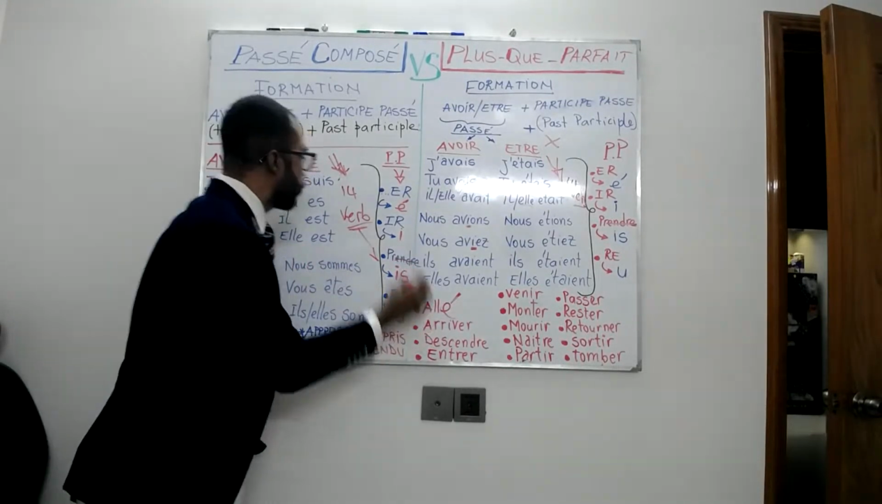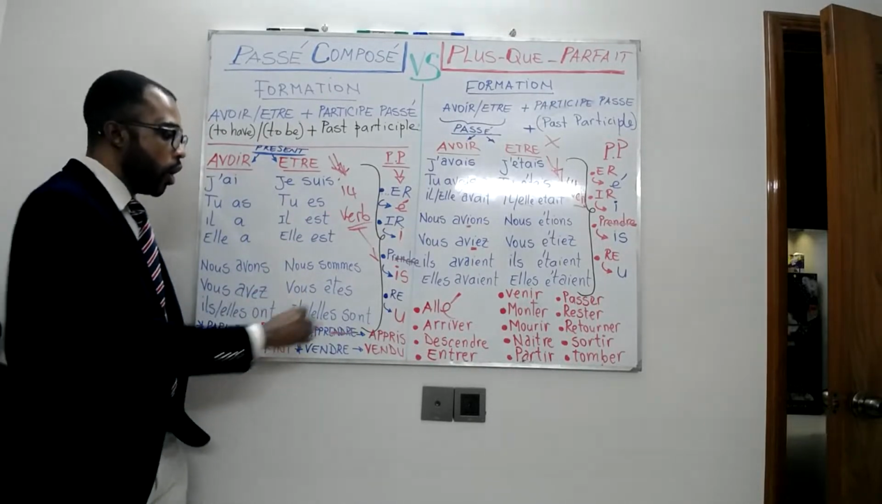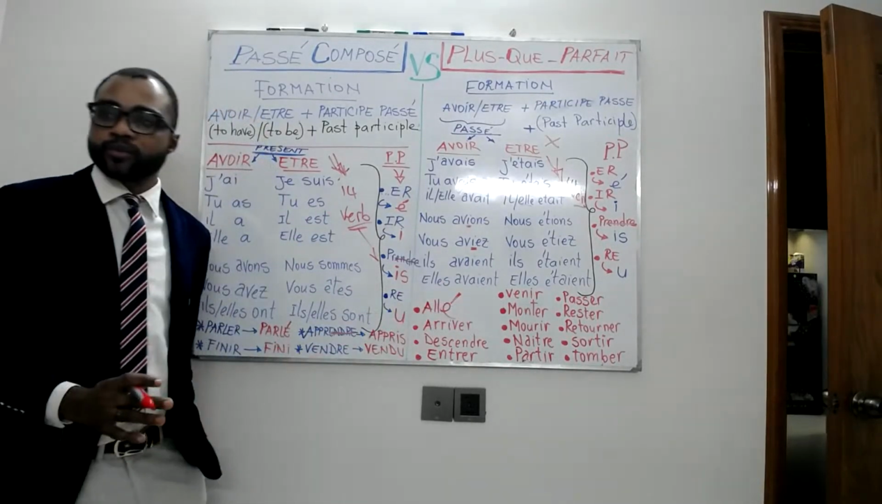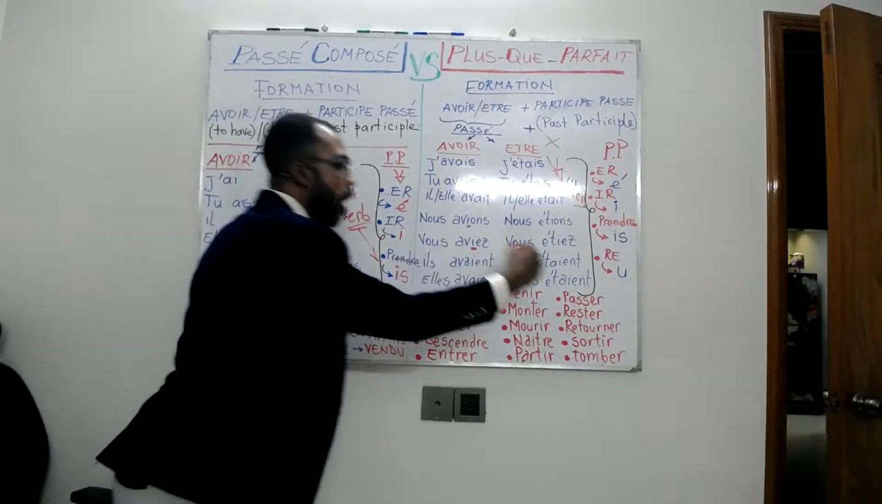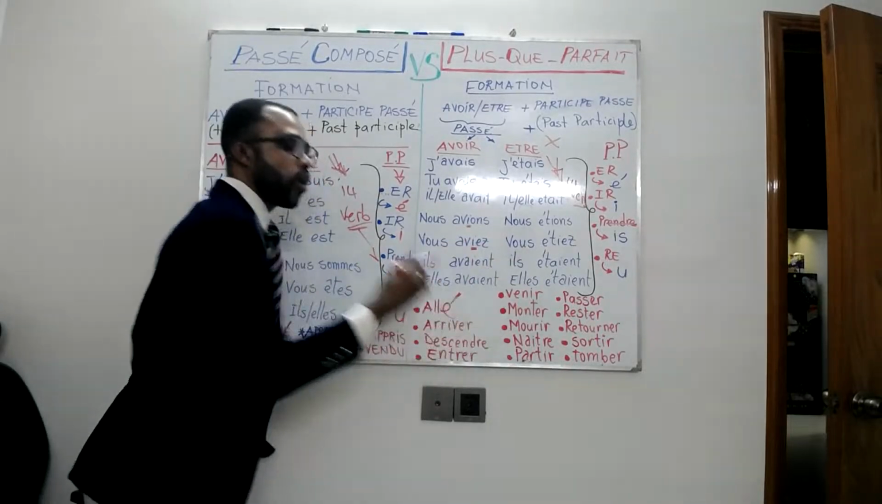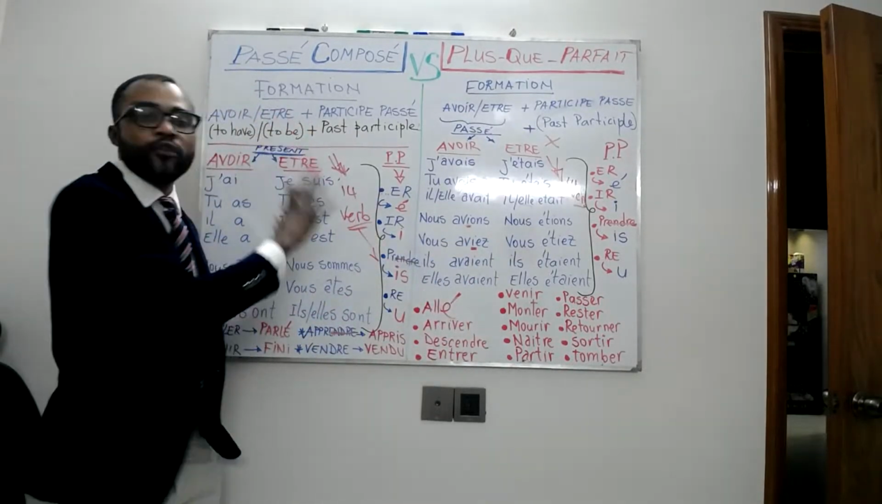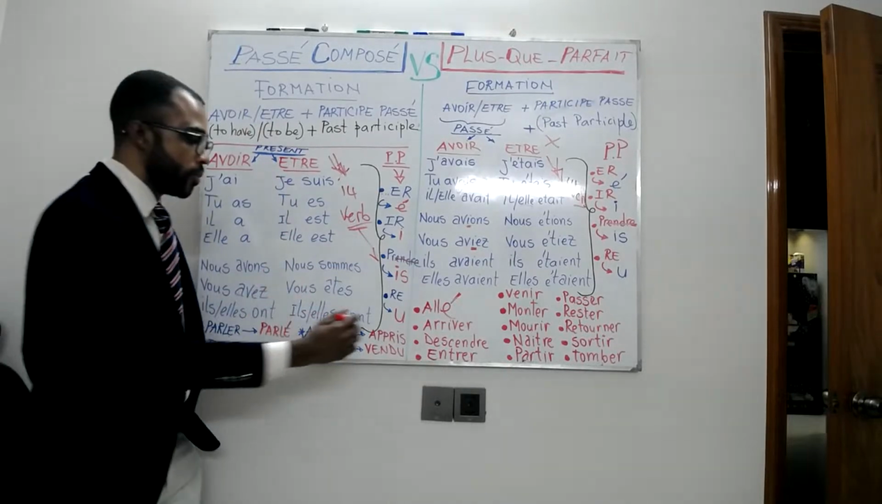These 14 verbs are used only with être. If you have je suis, tu es, il est, elle est, nous sommes, vous êtes, ils sont, elles sont, we use only these with these verbs. So être cannot be used with other verbs outside of these 14. So 14 verbs only for the use of être. I will tell you once again those 14 verbs.